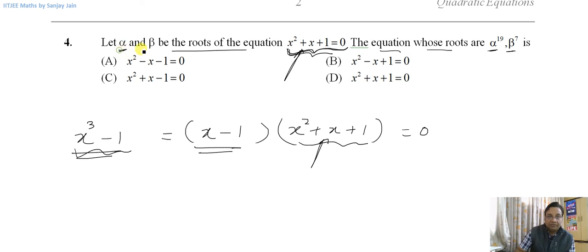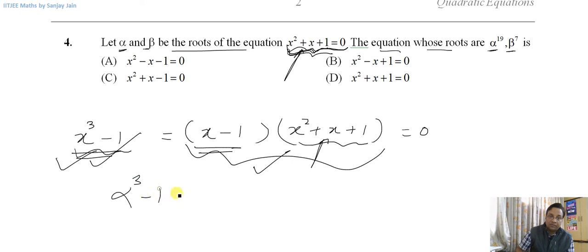Now see, alpha and beta are the roots of this equation, right? That means alpha will satisfy this also. Because what do you mean by alpha being the root of this equation? That if I put x equal to alpha, this expression will become 0. So if I put x equal to alpha, this entire expression will again become 0. So I can put x equal to alpha here also. That means alpha cube minus 1 is also equal to 0. Hence I can say alpha cube is equal to 1.